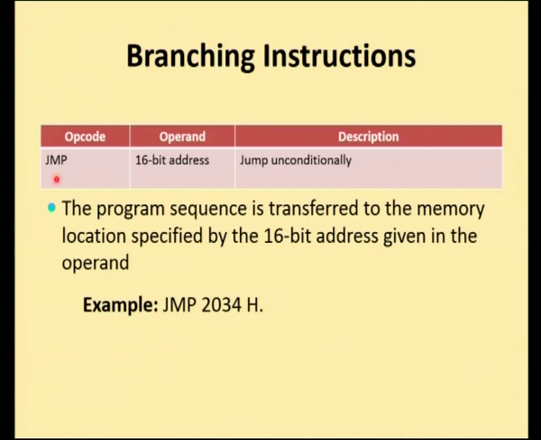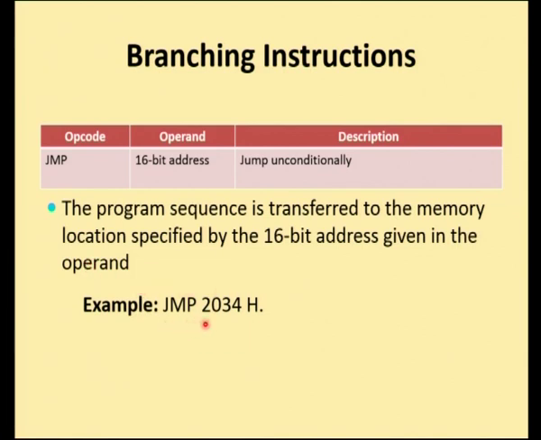The branching instruction is controlled by the program counter and stack pointer, that is, the sequence of the program is executed by using the stack pointer and program counter. The next instruction in branching is jump, JMP 16-bit address. This is one of the unconditional instructions. The program sequence is transferred to the memory location specified by the 16-bit address given in the operand. The memory location is nothing but the program counter.